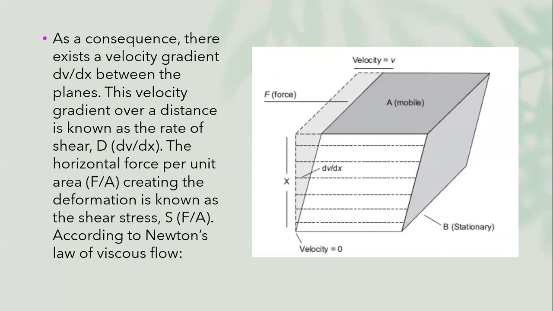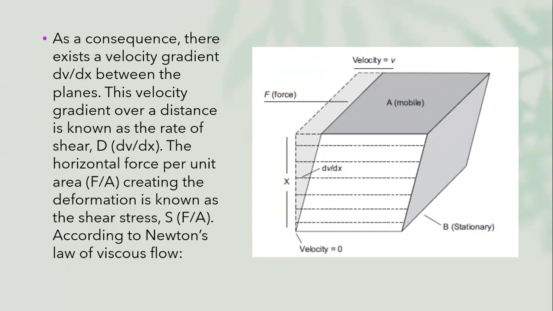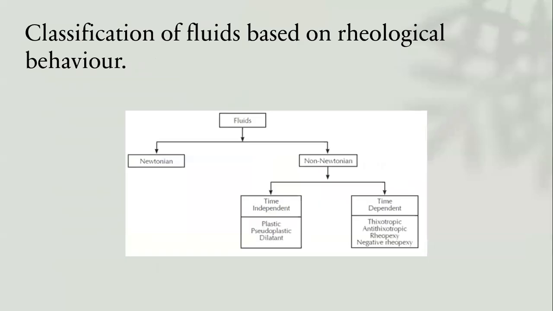The horizontal force per unit area creating the deformation is known as shear stress. The force which is applied horizontally, per unit area, is the shear stress, denoted by S, which is F upon A according to Newton's law of viscosity. There's one more equation which I will write on the board if I take your class. Okay, this is our last slide.